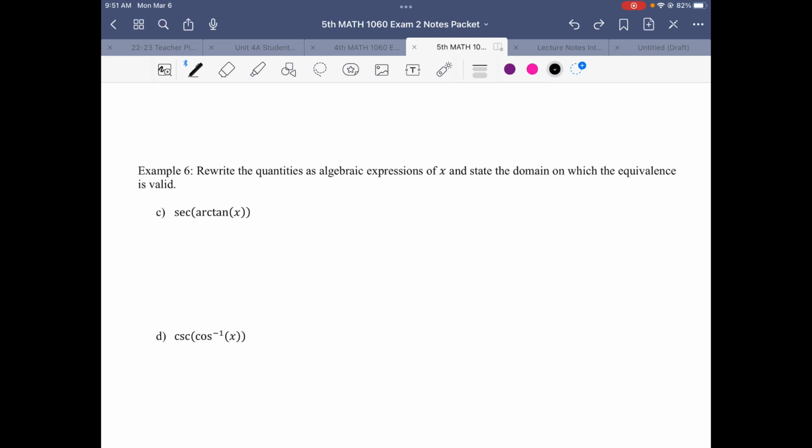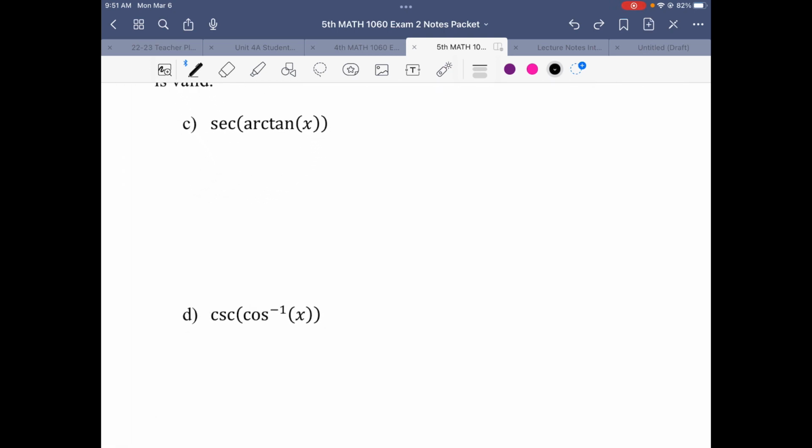Okay, so some more kind of weird, the really theoretical ones. Remember that this is just an angle. So this is actually asking you about the secant of theta. Well, then that's really asking you about 1 over the cosine of theta. Right?